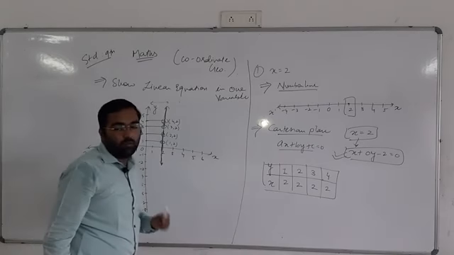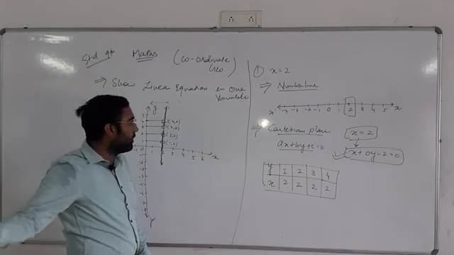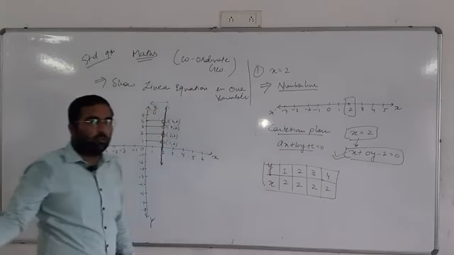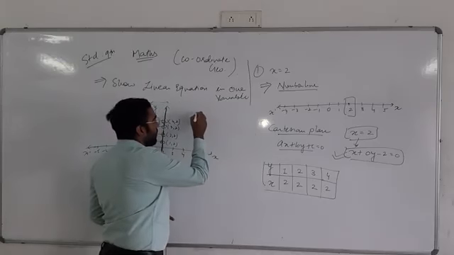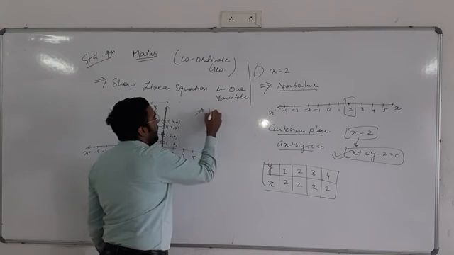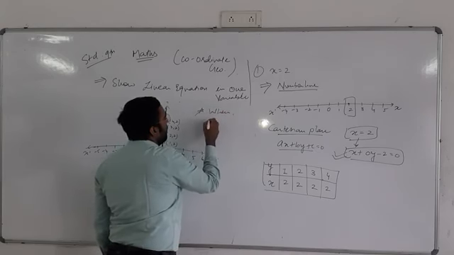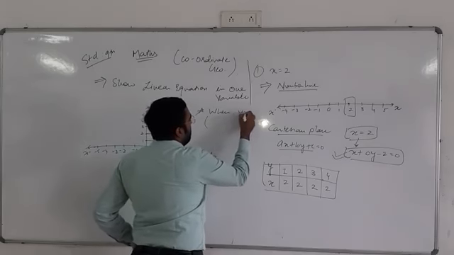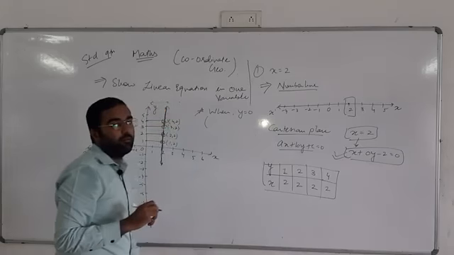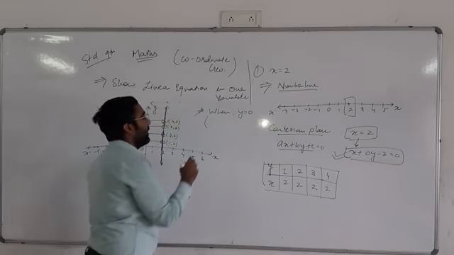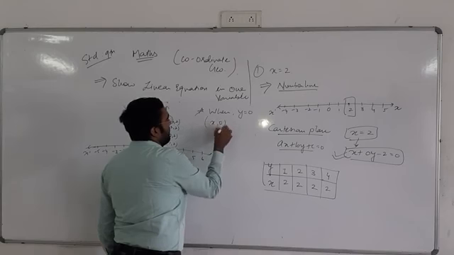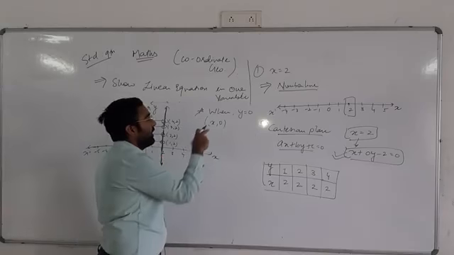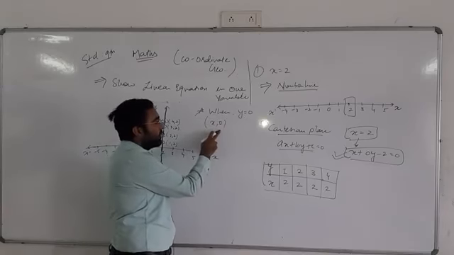So for this graph, please note down this important question. We have to conclude, first thing, when we take y equal to 0, therefore my point is (x, 0). That I already told you in the previous lectures. When I take y equal to 0, therefore my point is (x, 0).